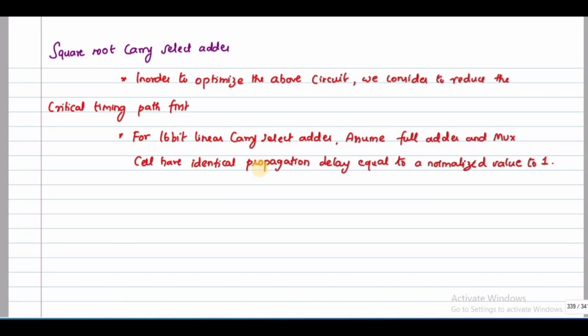Let us now discuss the square root carry select adder. In order to optimize the above circuit, we have to consider reducing the critical timing path first. For that, let us take the 16-bit linear carry select adder. Assume the full adder and the mux cell have an identical propagation delay equal to a normalized value of 1.